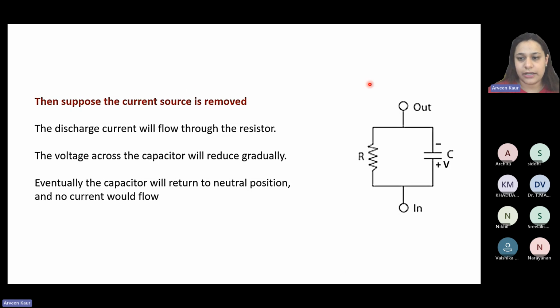So as the current flows through here while discharging, this voltage will reduce, right? As the voltage reduces, now current can flow through here also, right? Eventually, the capacitor will return to neutral position, that is, no voltage difference across the capacitor, voltage will become zero and there will be no current flowing, right? Because there is nothing that is going to drive the flow of that current.